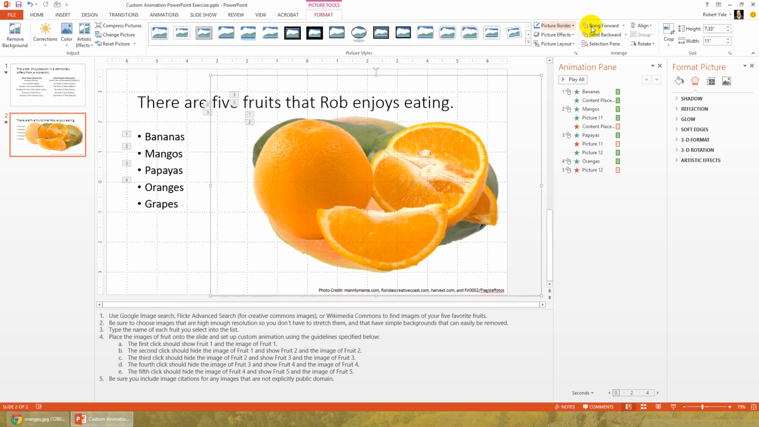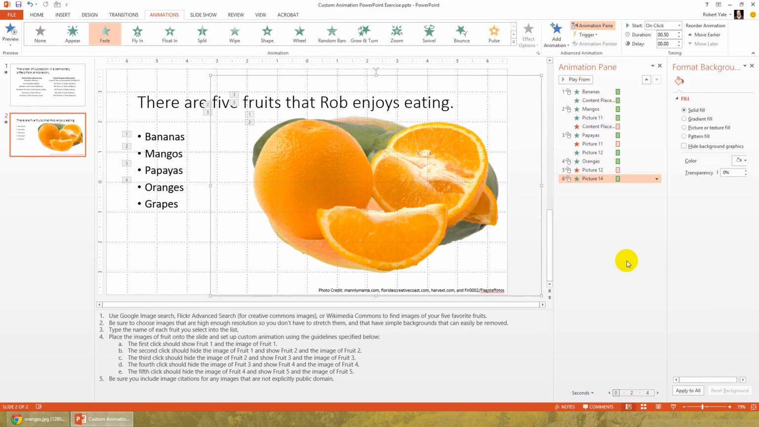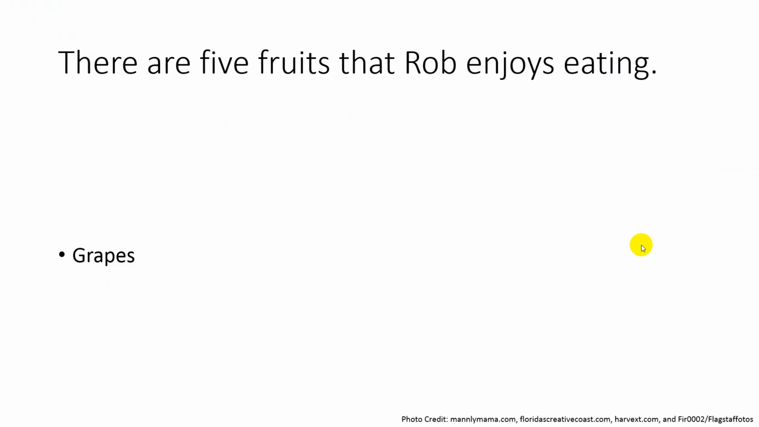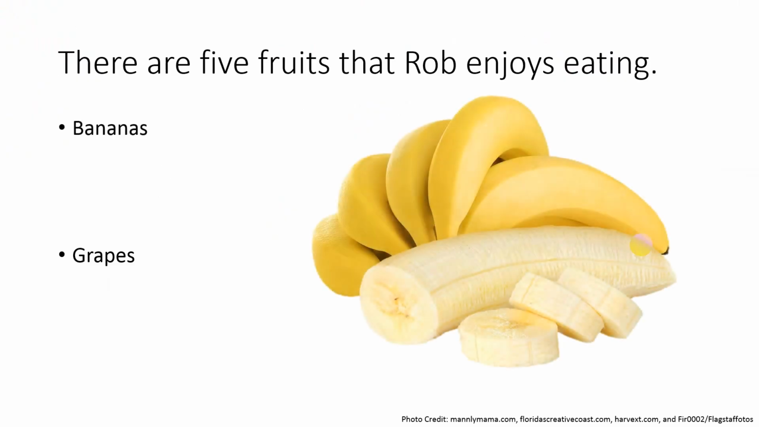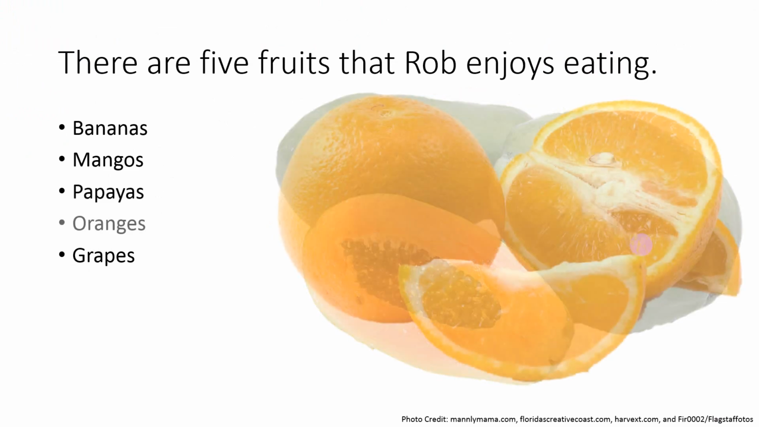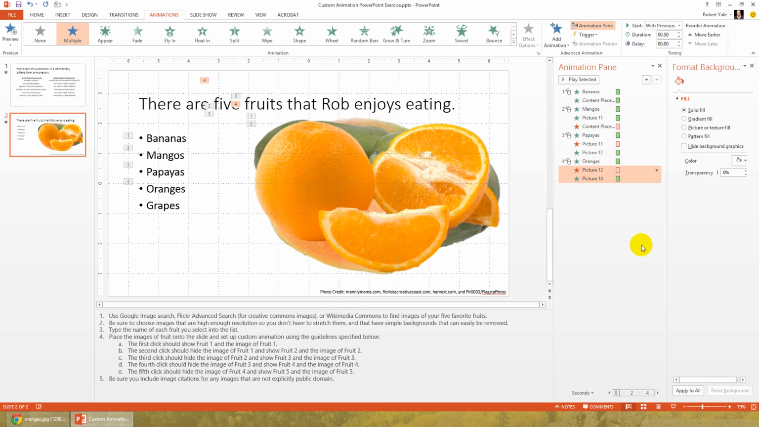So our next animation, go to Animations, Add Animation, Fade In. Beautiful. Now we've got those three all together. I'm going to click on two of them. Start with Previous. We're going to check our work every time. Bananas, click 1. Mangoes, click 2. Papayas, click 3. Oranges, click 4. All right, we are looking good.